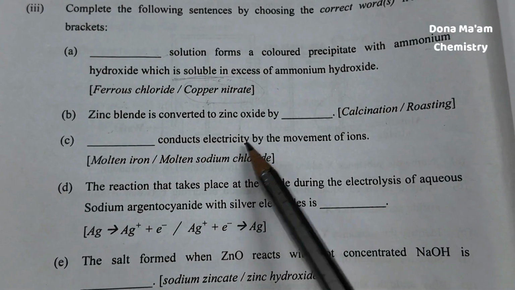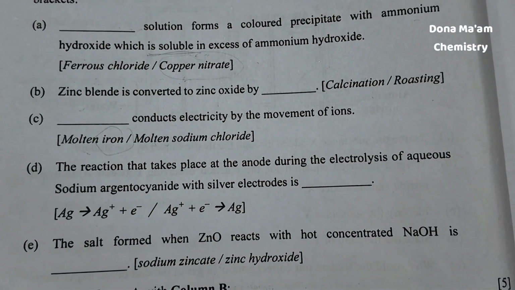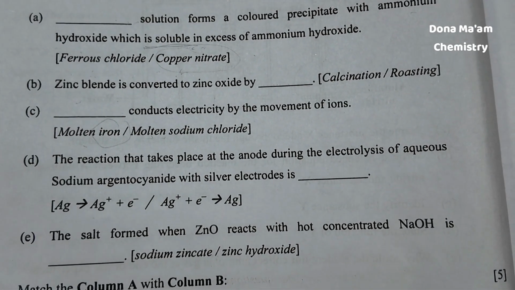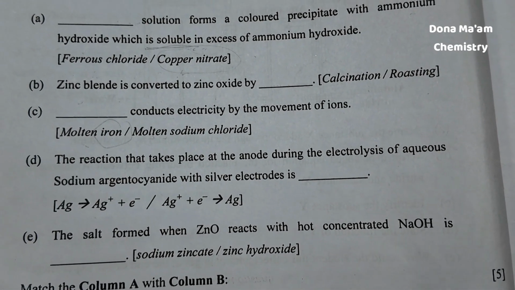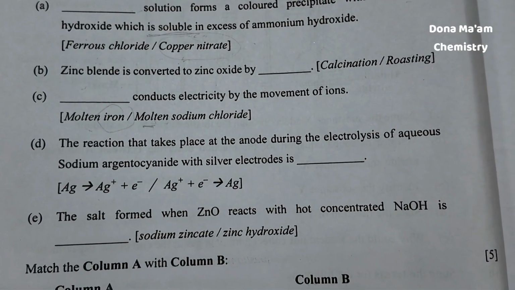Dash conducts electricity by movement of ions. See, so in metal, due to lack of ions, they don't conduct electricity. So it has to be sodium chloride, which is a very good electrolyte, and that too in molten state. So the answer goes molten sodium chloride.